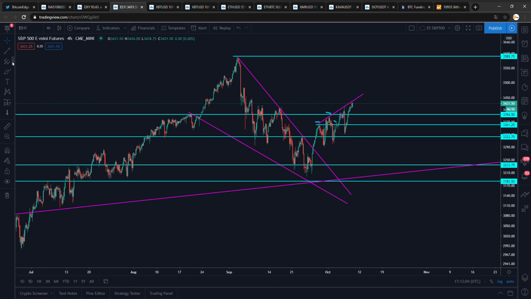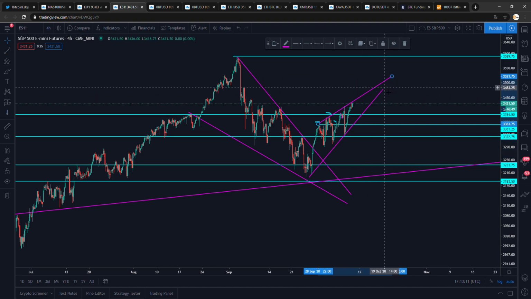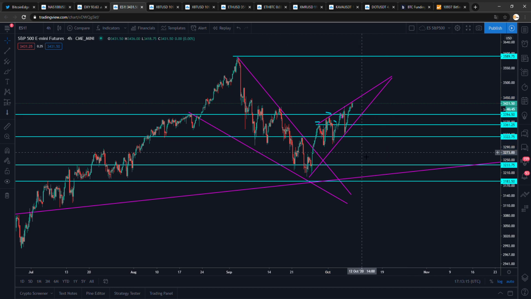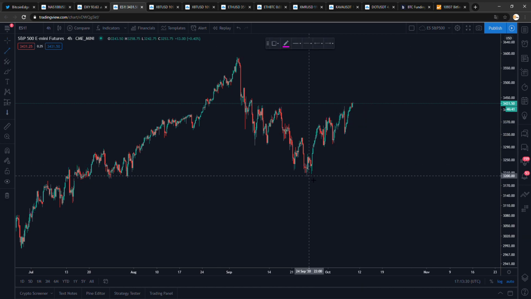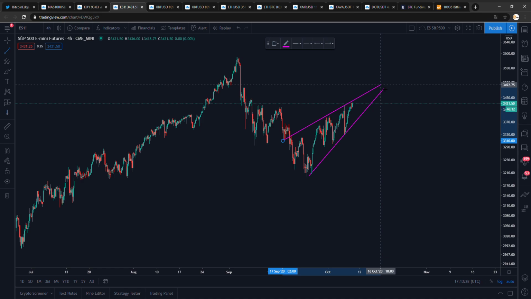Do I see any other trend lines? Yeah, you could draw this one for the S&P 500. I know my chart is a little bit messy at the moment. I could, of course, remove everything and draw it again. This is what I am seeing. Can we connect it somewhere here? Yeah, we can. So this is what I'm seeing on the S&P 500 futures.